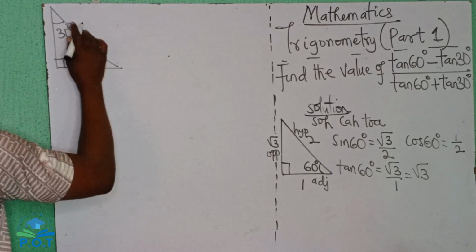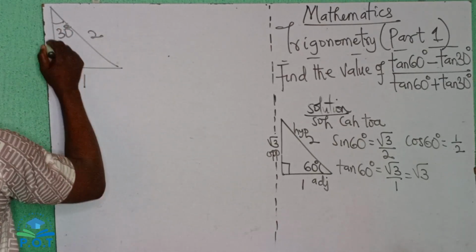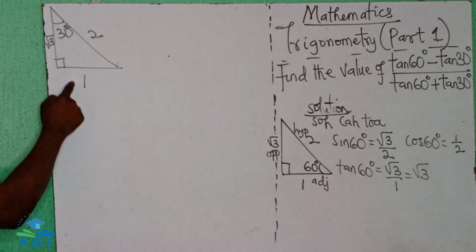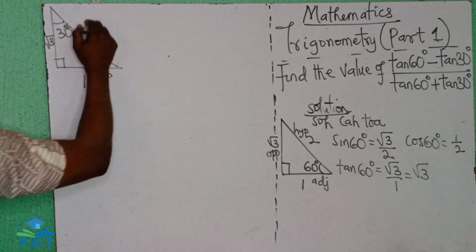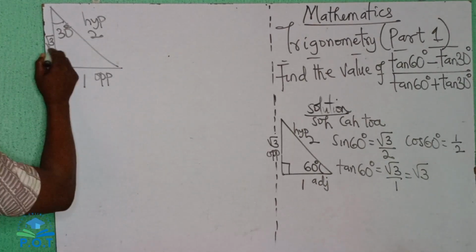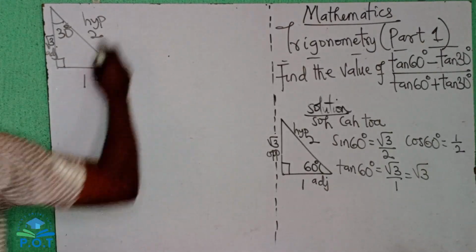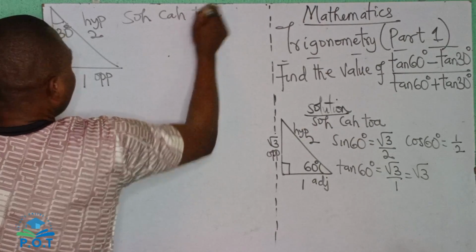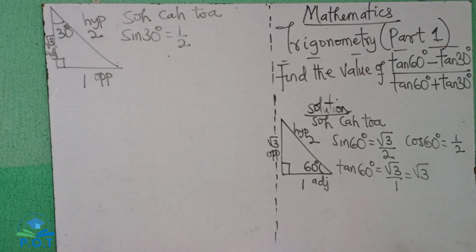Okay, so if I have a triangle like this, with this angle 90 degree, then here is our 30 degree. Here is our 2, 1, and root 3. Now where this angle 30 is facing is our opposite. Here is our hypotenuse, and here is the adjacent. So let's do the same SOHCAHTOA. Opposite over hypotenuse, that is 1 over 2. That's for sine 30 degree.